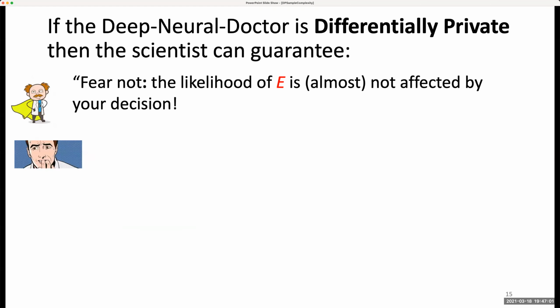Before we formally define differential privacy, let me tell you how it allows the doctor to reassure the patient. What the doctor can say is that since the deep neural doctor is differentially private, the likelihood of E, this terrible event that the patient is afraid of, will not be affected by the patient's decision. Whether the patient contributes their data or not, the likelihood of E will remain the same. So they might as well just participate because they want to help advance medicine.